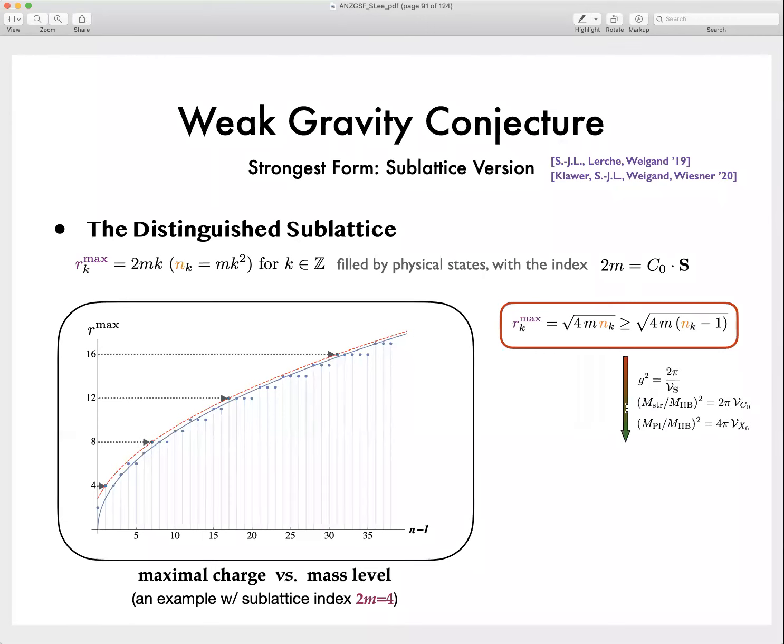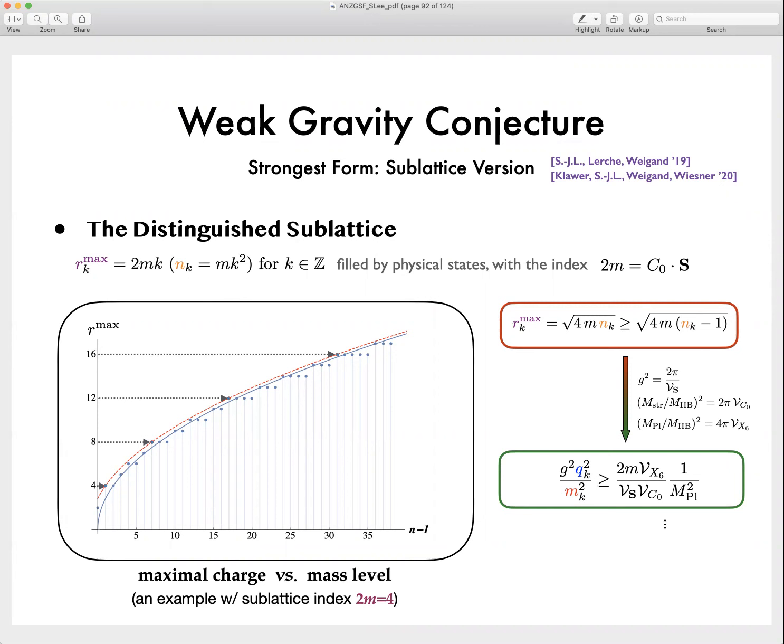Then by using the connection between the physics and the geometry, we derive this inequality for all the sublattice particles. So here the inequality is in fact only marginally satisfied for very large K, because this essentially comes from this inequality up here, and this boils down to N versus N minus 1, and N is very large for large K, so this is a sort of asymptotic inequality at large K.